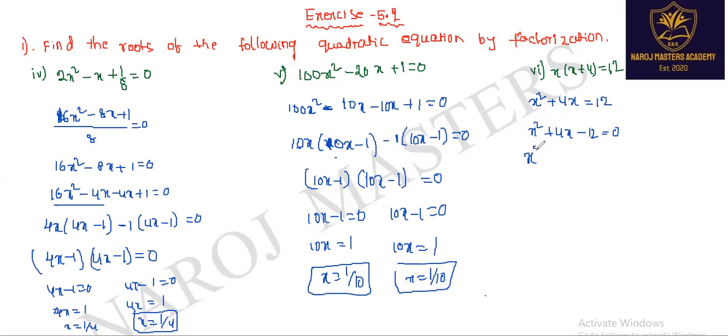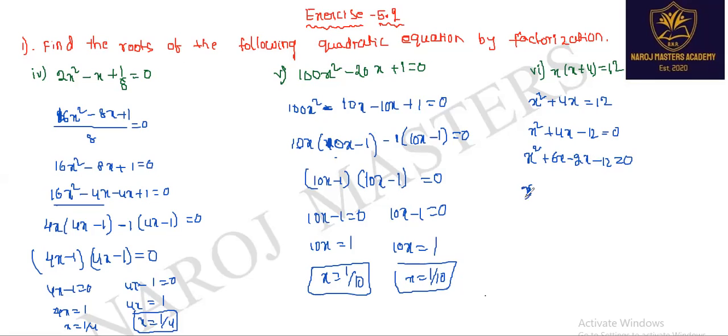So here x square plus 6x minus 2x. So I am making 4x: 6x minus 2x minus 12 equal to 0. That is x square. Let me rearrange this first. So this is x square plus 6x minus 2x minus 12.